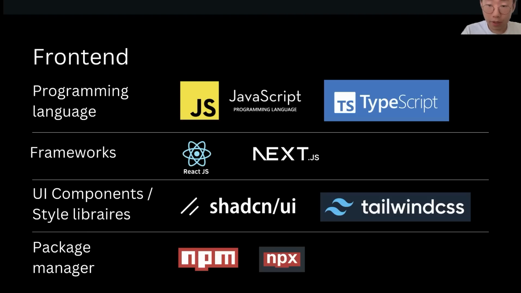If you're not familiar with front-end development, Next.js is a type of front-end framework. Instead of building from scratch, it provides a lot of built-in components with a specific project structure. And shadcn and Tailwind are just the UI component and CSS library to make your app look better. We're also going to use npm and npx, which are package managers, to install third-party libraries.